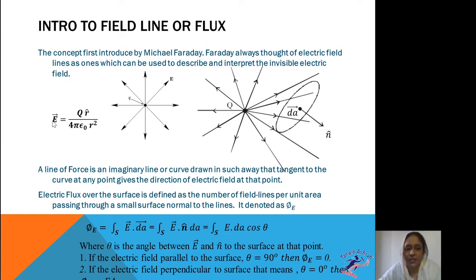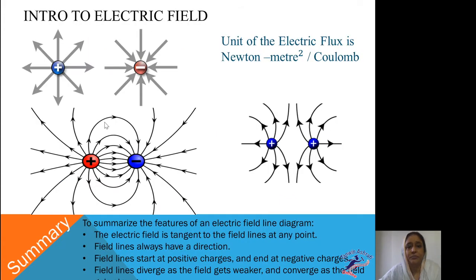Now, the electrostatic field, as we know, is nothing but Q r cap divided by 4 pi epsilon naught r square. As I already discussed with you, field lines start from positive charge and end on negative charge. They always have a direction. Electric field is tangent to the field line at any point, and field lines diverge as the field gets weaker.